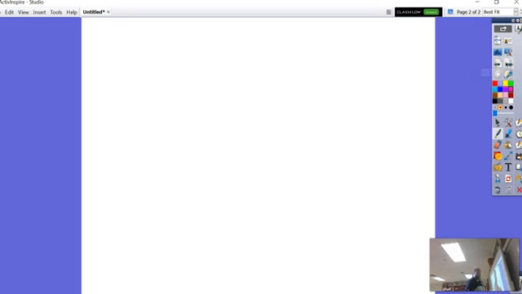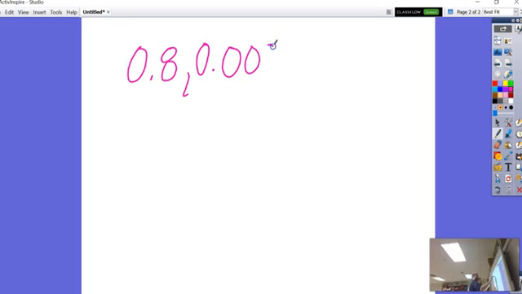So let's talk about what we would do if they were decimals. I'm going to give you these three decimals: 8/10, 9 thousandths, and 1500ths. So we have 8/10, 9,000ths, 1500ths, and we're comparing those decimals.